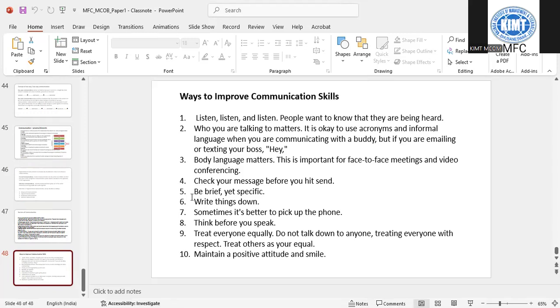Check your message before you send it. Whether you are writing a letter or sending an email, you have to read it thoroughly. Don't send in a hurry. Suppose you are writing something and you immediately press send, maybe if there is a mistake you cannot find it out, so you have to read it thoroughly before you send.